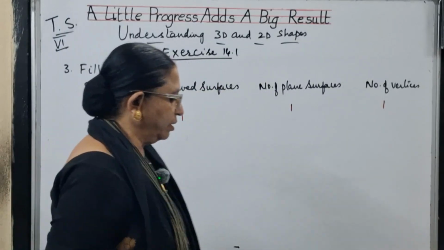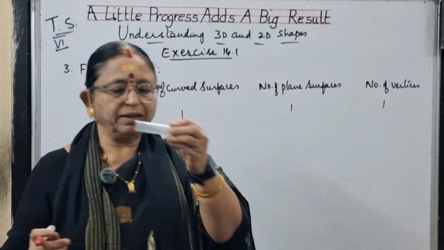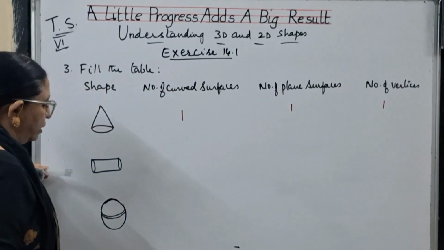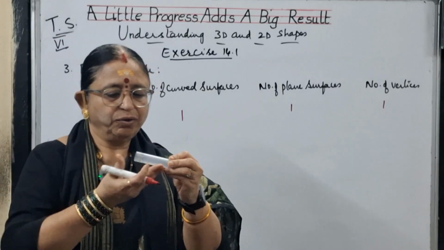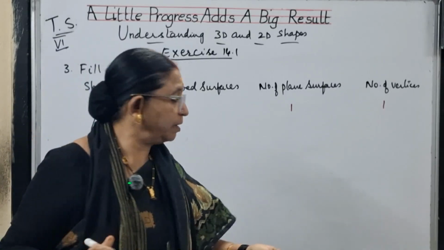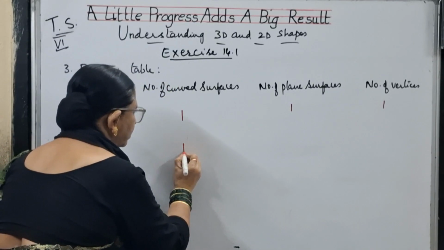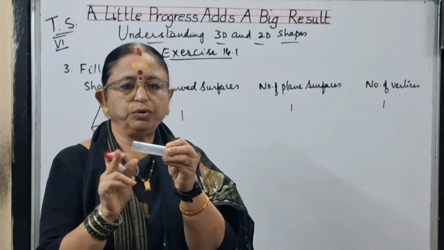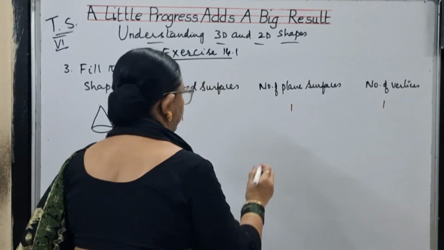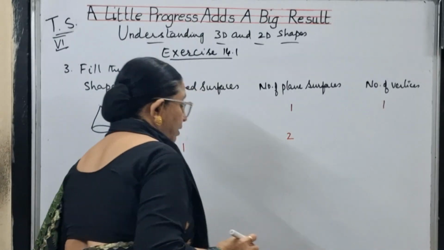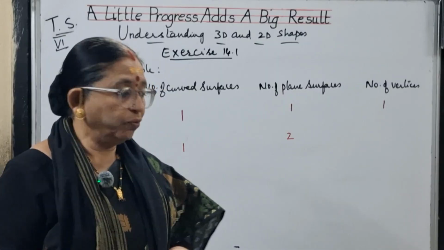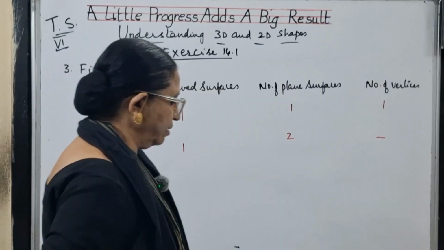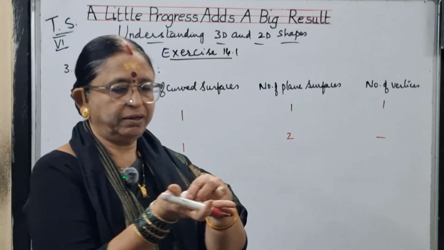Next, you have got a cylinder. Let us consider this as a cylinder. So in this cylinder, how many curved surfaces? See, only one curved surface. Totally it is having only one curved surface. Plane surfaces, see, one is here, one is this side. Two plane surfaces it is having. And is it having any vertex? No vertex. So we will keep a dash here. Next one is a sphere.